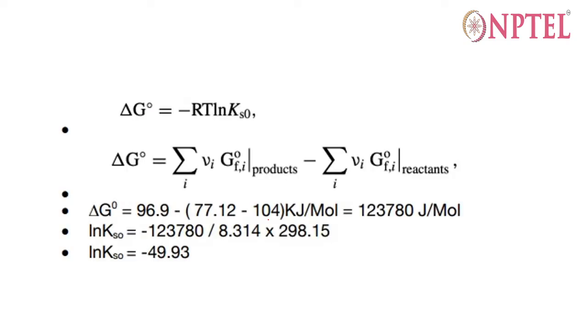Okay, we'll go for the solution. So the answer will be minus 49.93, and we all know this thing, right? Del G, or the change in Gibbs free energy, equals minus RT ln K. So we can find out this K value, the constant value, or ln K value, better to say. That is our question.